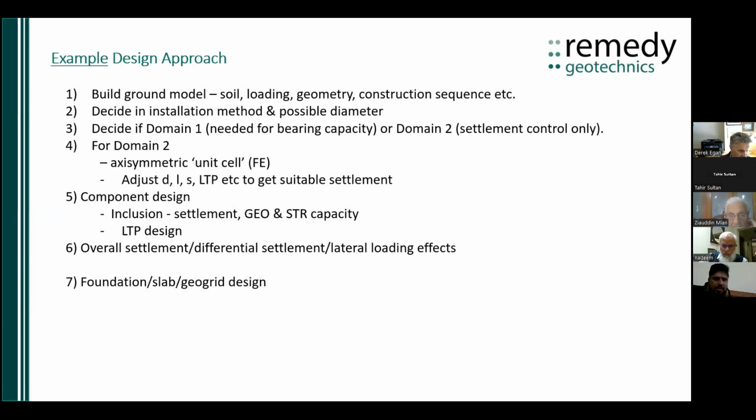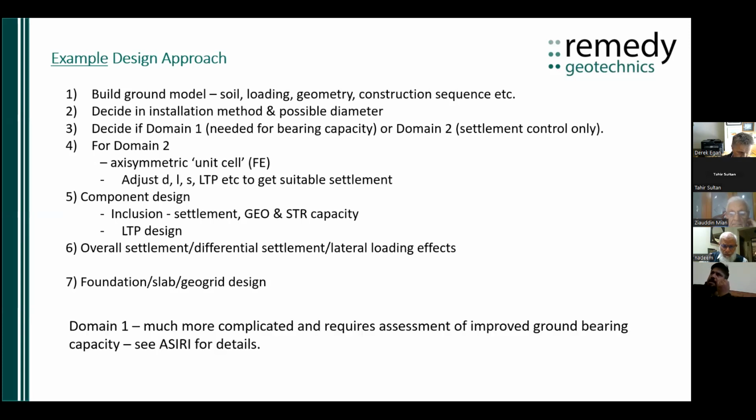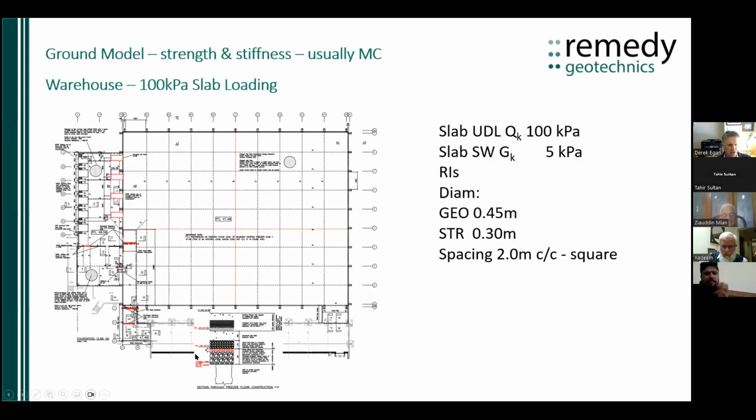You've then also got to do your foundation design, particularly floor slab design, and I'll come on to that a bit more in a minute. And of course, you may have geogrids in the load transfer platform as well. But as I've just said, this is just a domain 2 suggested approach. For domain 1, you will need to be looking at bending, shear, and bearing capacity of the column, improved ground.